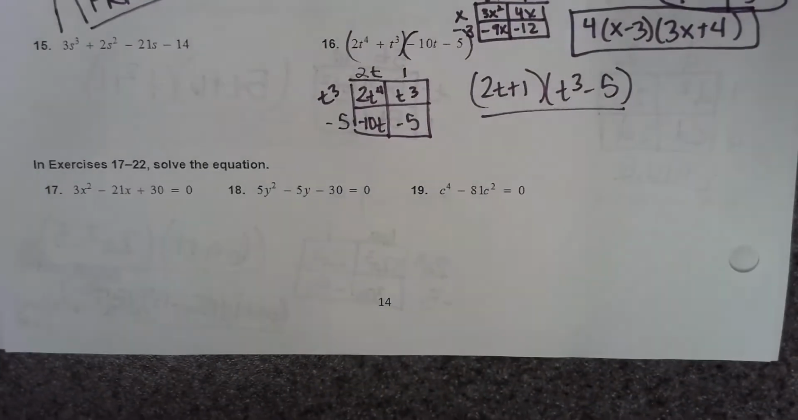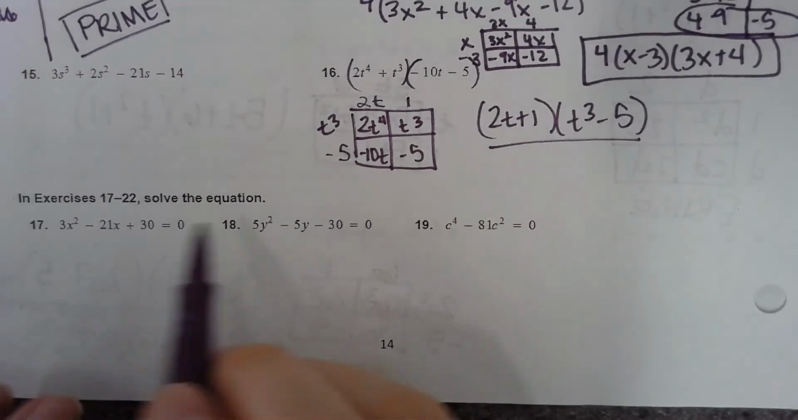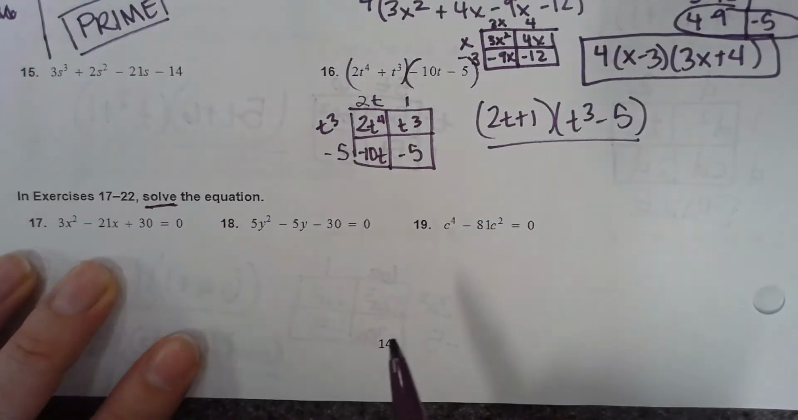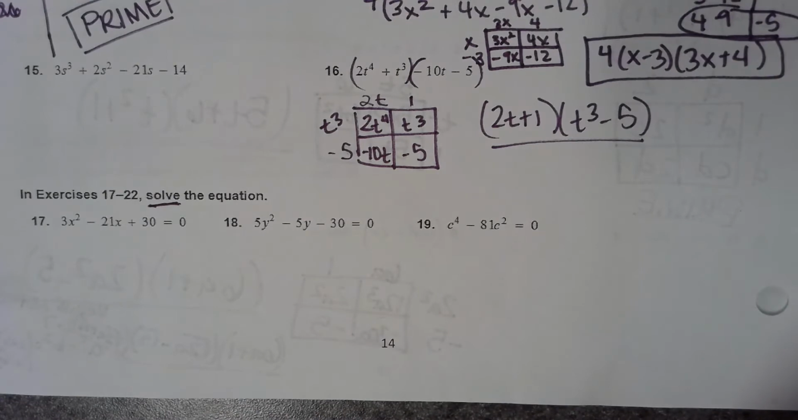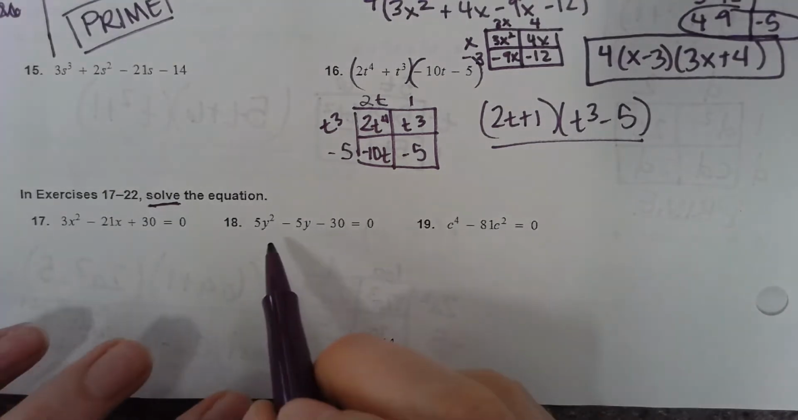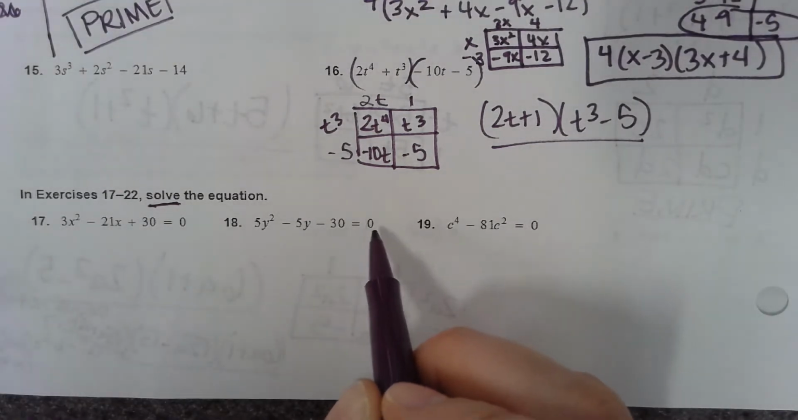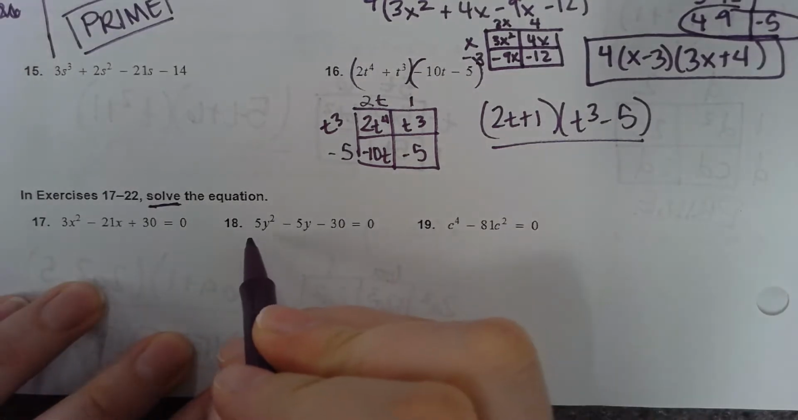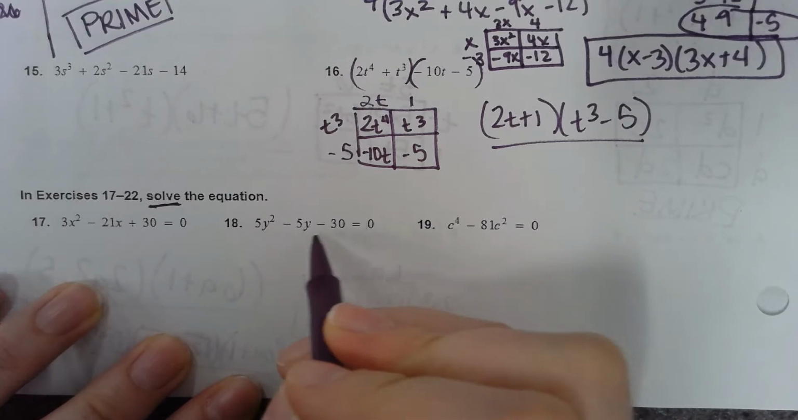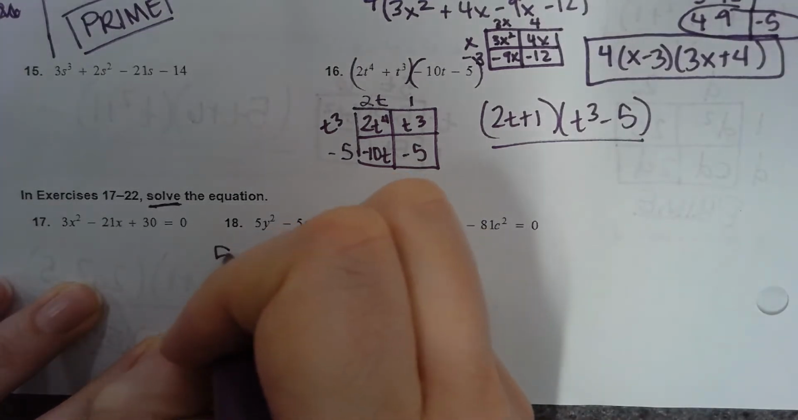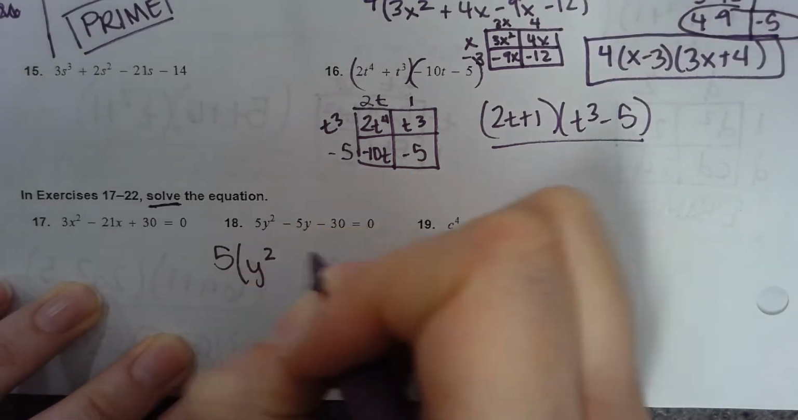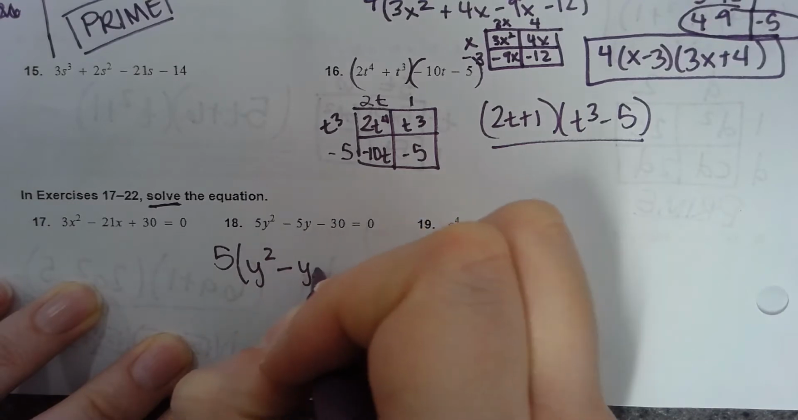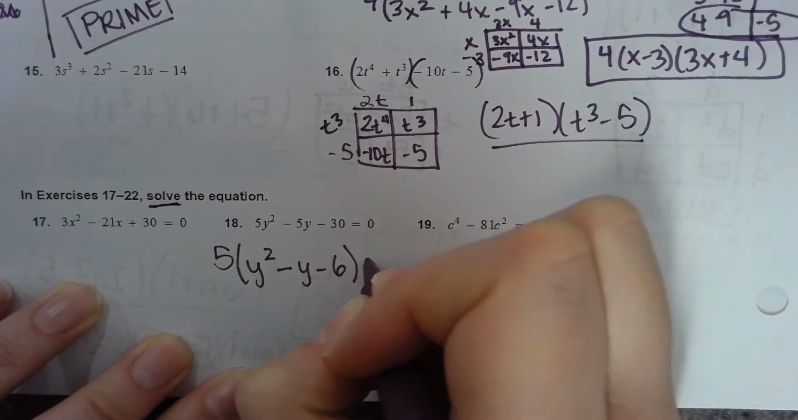Okay, last but not least is 18. This one has a solve, so that means we're actually looking for the value of the variable. First, check to see if it's equal to 0. Yes, it is. So now you can factor. Now I actually see a greatest common factor, which is 5, so I'm going to factor that out first. So I have a y squared minus y minus 6 left over.